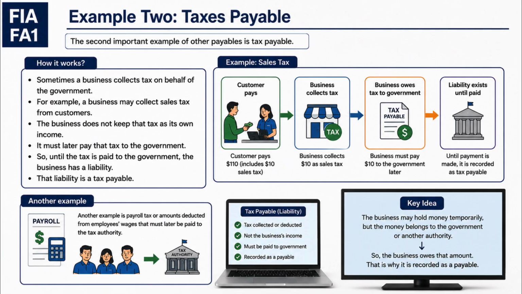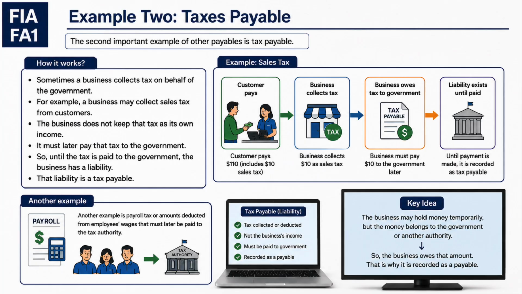Example 2, taxes payable. The second important example of other payables is tax payable. Sometimes a business collects tax on behalf of the government. For example, a business may collect sales tax from customers. The business does not keep that tax as its own income. It must later pay that tax to the government. So until the tax is paid to the government, the business has a liability. That liability is a tax payable. Another example is payroll tax, or amounts deducted from employees' wages that must later be paid to the tax authority. The key idea is, the business may hold money temporarily, but the money belongs to the government or another authority.